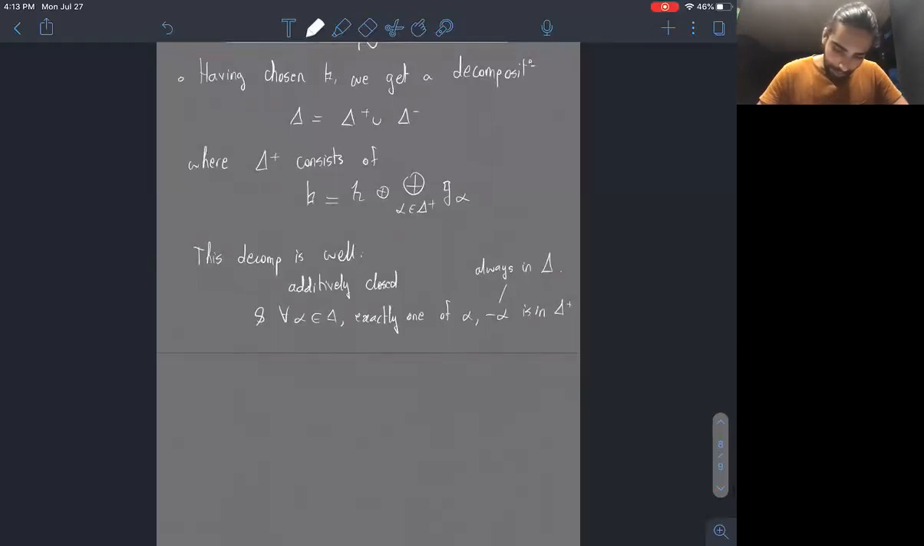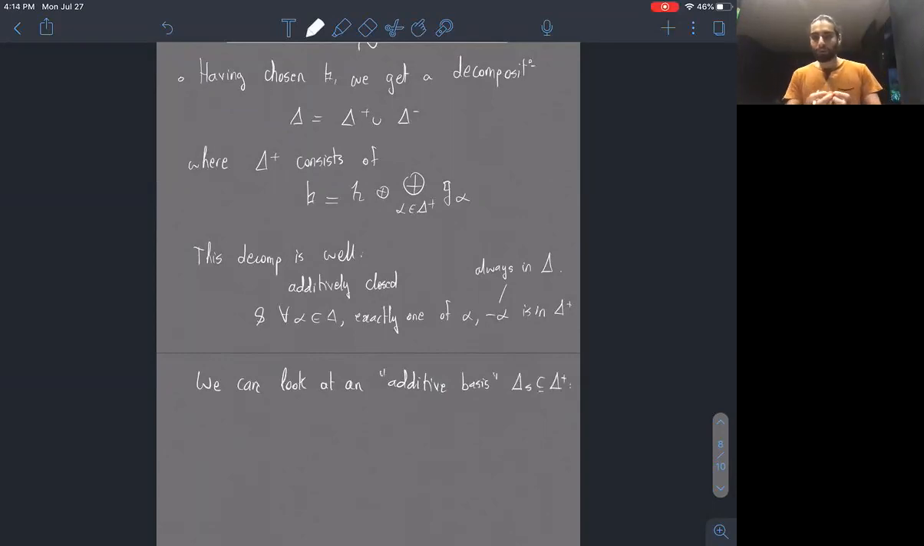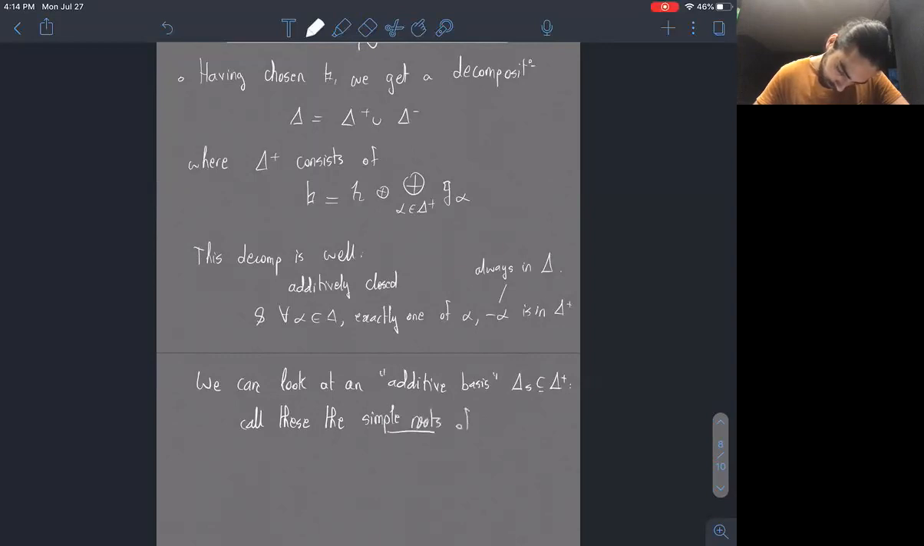One more substructure here is we can in particular look at an additive basis, which we'll denote by delta sub S of delta plus. So this is the smallest possible set which generates delta plus additively. And we call these the simple roots of G. This is usually convenient because it reduces the number of checks to make. If you have a check that's linear, you just check on simple roots and you get the rest for free.